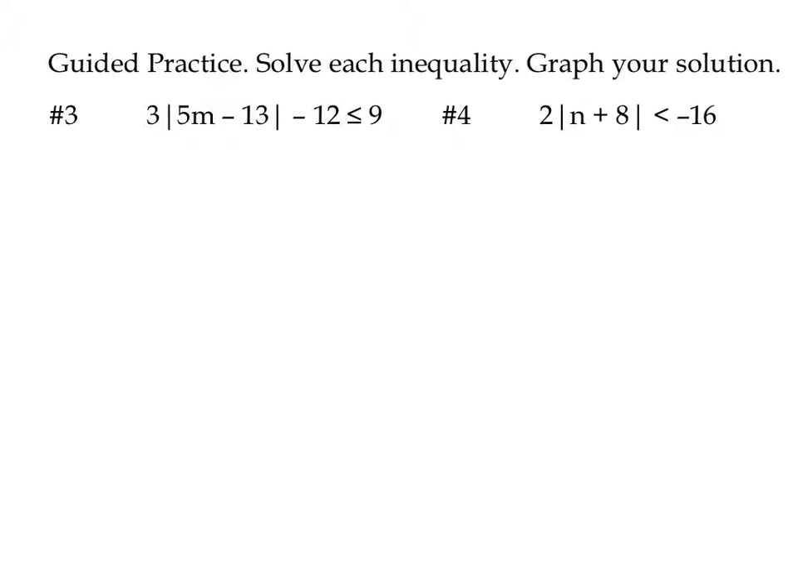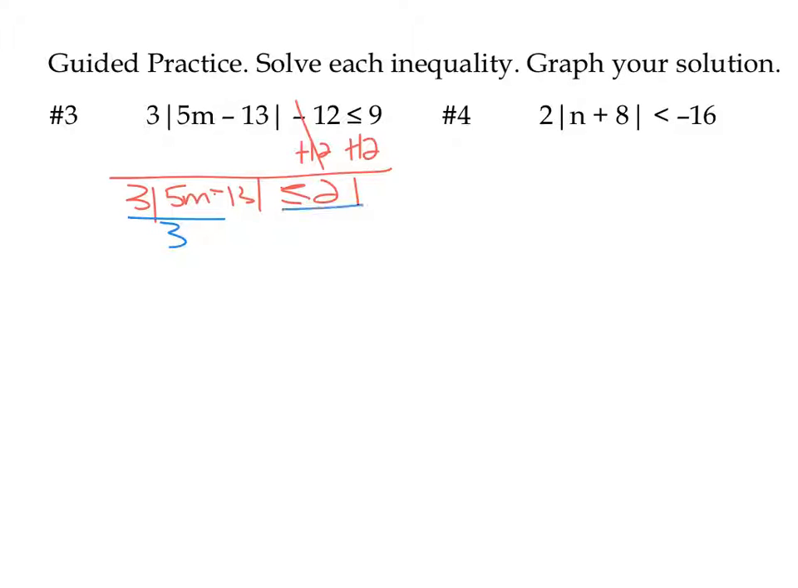All right, let's try 2 more absolute value inequalities and solve them. This first one, again, we have to simplify, get the absolute value expression by itself. So if we add 12 to both sides, we'll have 3 absolute value of 5m minus 13 less than or equal to 9 plus 12, which is 21. And then if I divide both sides by 3, I get absolute value of 5m minus 13 less than or equal to 7.